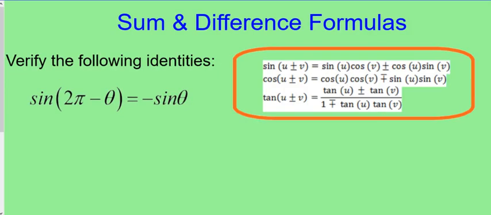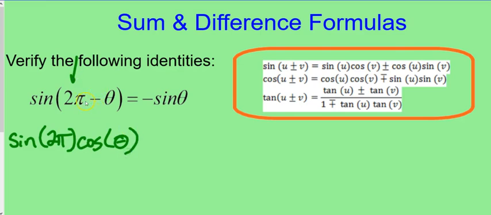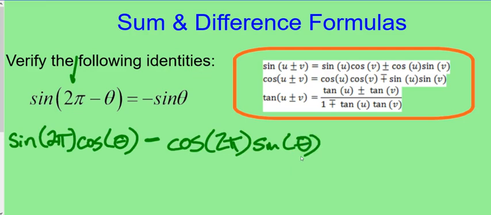Okay? All right, here's the next one. It's sine, so let's start over here. So we're going to follow our sine formula. So sine of the first angle times cosine of the second angle. It's a minus sign, so we're going to subtract. And then cosine of the first angle times sine of the second angle.